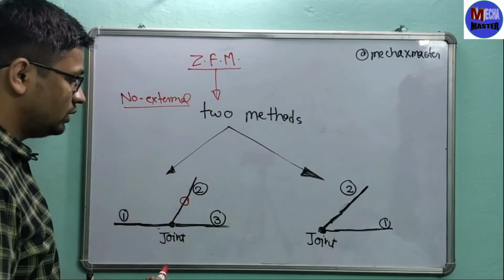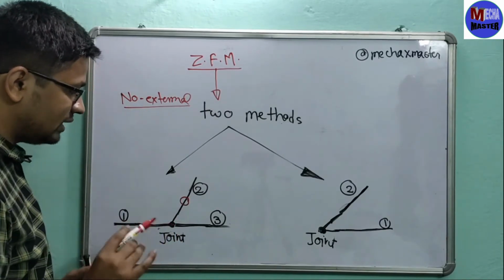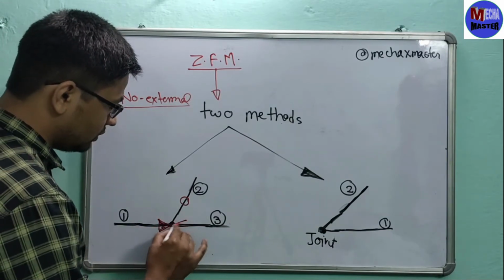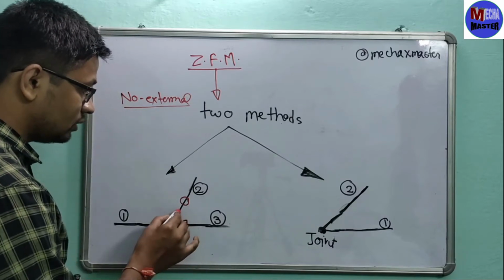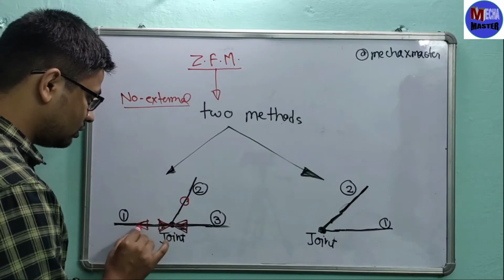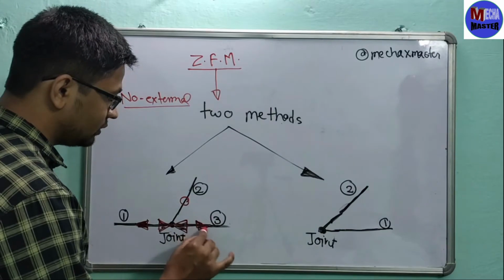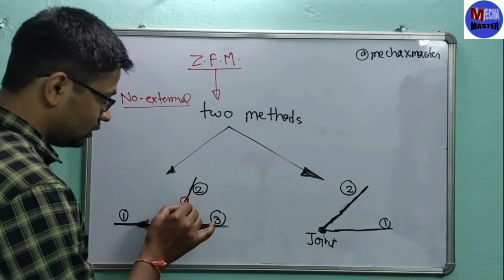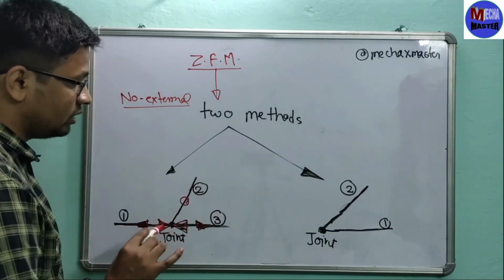This will be zero force member because if you see the reaction force, if this is compressive, this will also be compressive, so there will be no effect on this, so this will be zero. If this is a tensile member, this will also be tensile in nature, and there will not be any effect on this link, so this link will be zero force member if at that joint there is no external force.